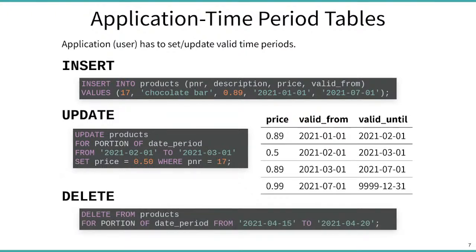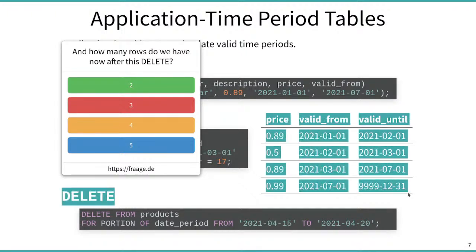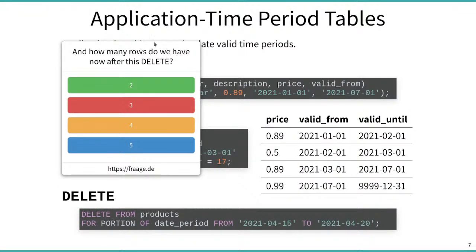And there's also a delete clause. Do I have a quiz about that? Yes. Delete from products. So let's say we have now these 4 rows here. How many rows do we have now after this delete? We delete the data from the 15th of April to the 20th of April.